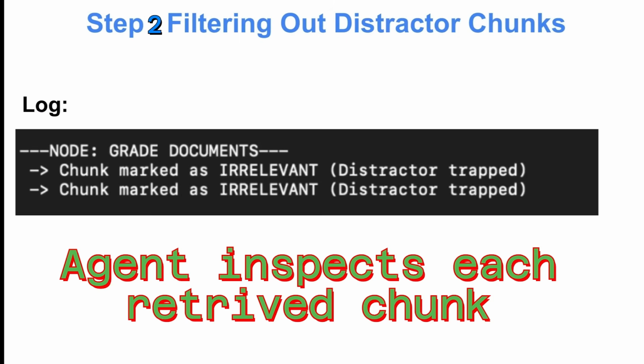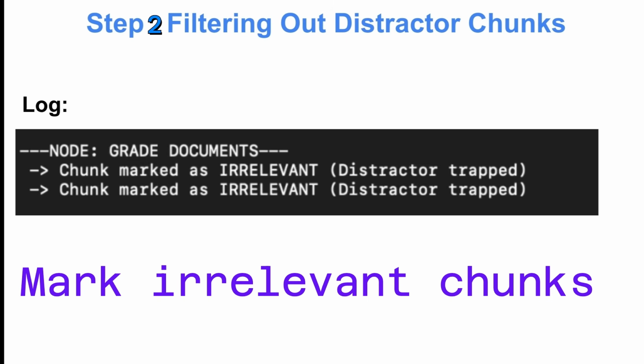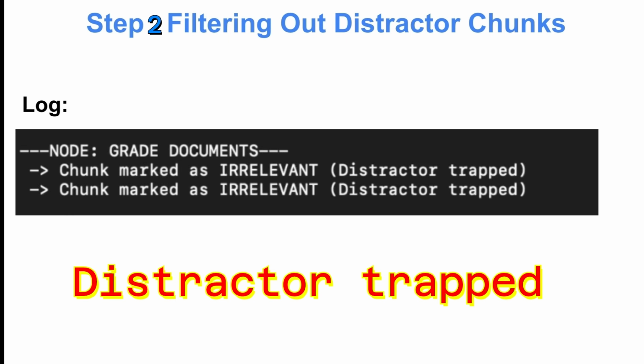Step 2. Filtering out distractor chunks. The grader agent inspects each retrieved chunk individually. It evaluates section 1 of the PDF, which discusses ecotourism green spots and lodges, and recognizes that tourist locations do not explain an ecological or biological cause. It marks both retrieved chunks as irrelevant.